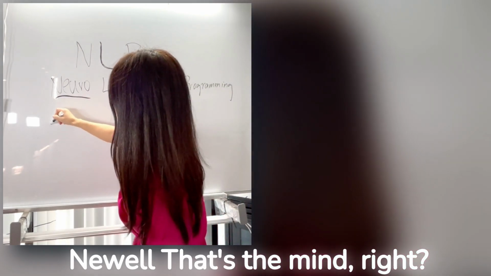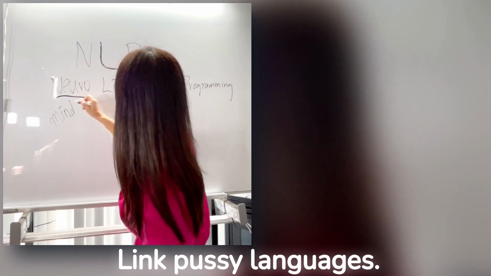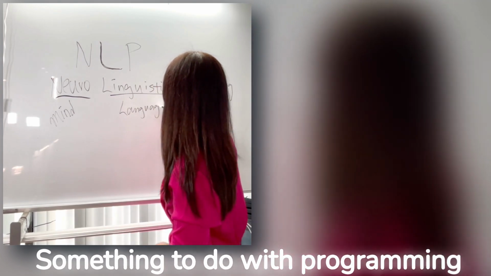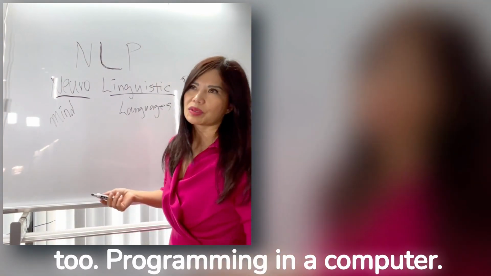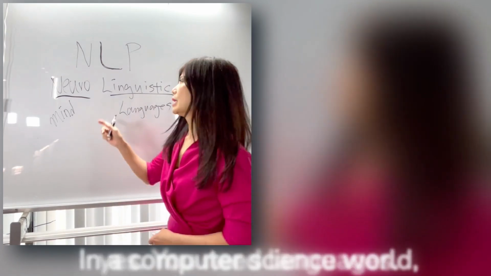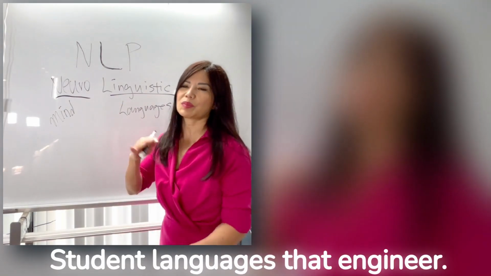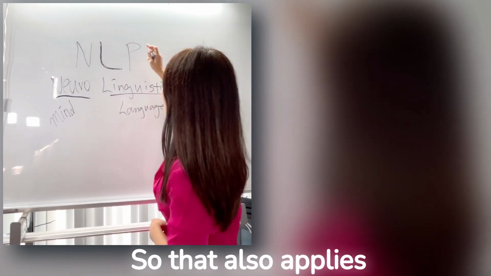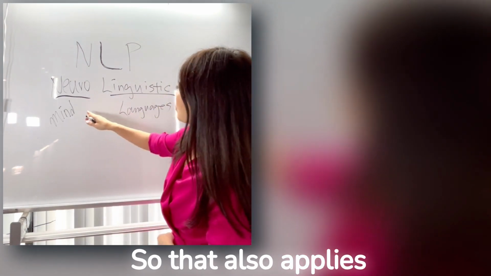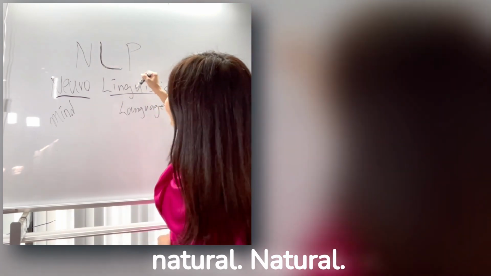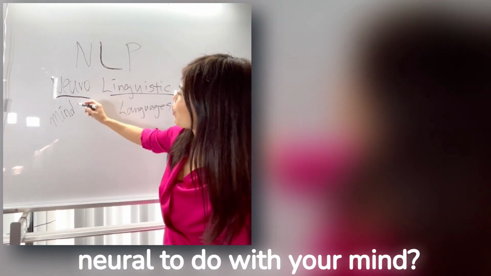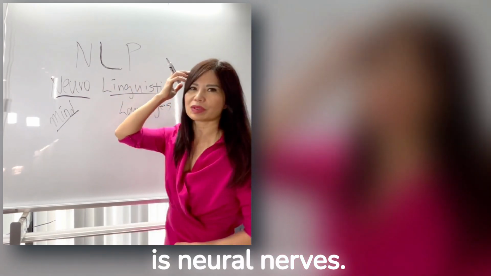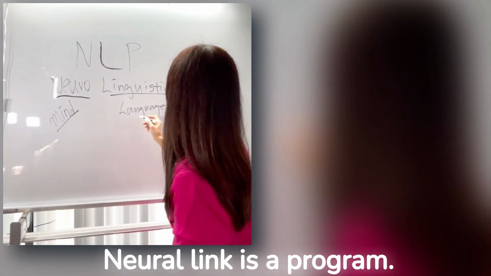Neuro, that's the mind, right? Linguistic, languages. Yeah, something to do with programming too. Programming in a computer science world, yes, you need languages. Certain languages computer engineers program into the software. So that also applies. But natural doesn't apply to neural. In this case, neural has to do with your mind. Mind is neural. Nerves.